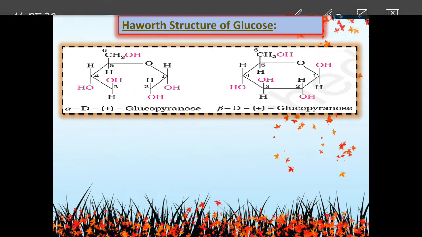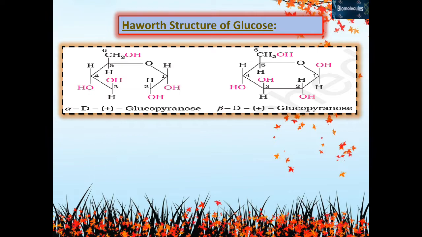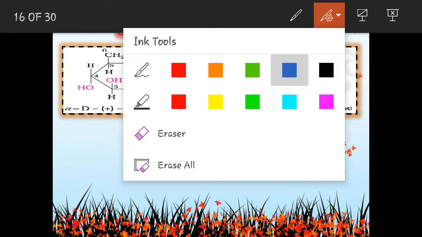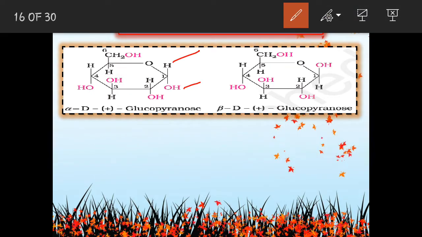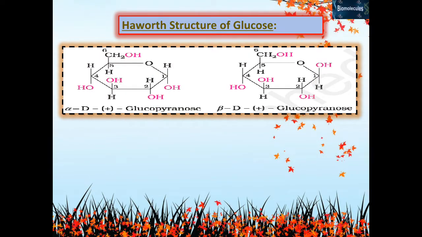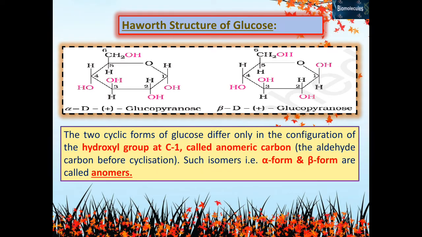So I showed how to write it, and here it is already written. Can you see H, OH, H, OH, OH, H, H, OH, then CH2OH, H. So in the beta form, only the position at carbon number 1 will be different. So this is about the Haworth structure of glucose, very very important for 2 marks.